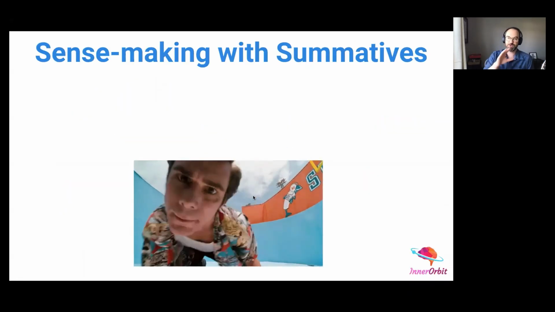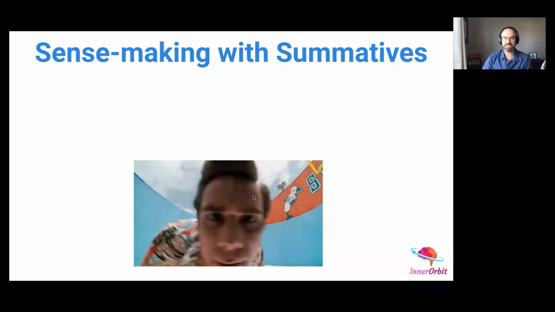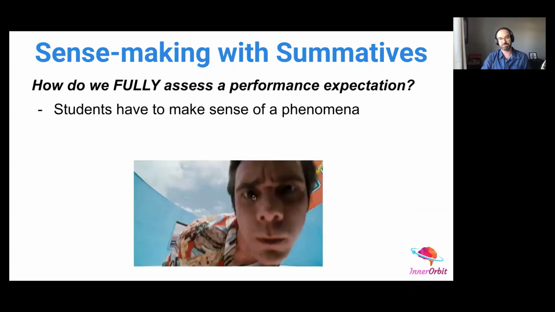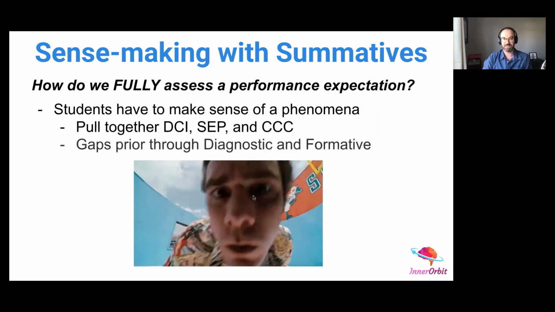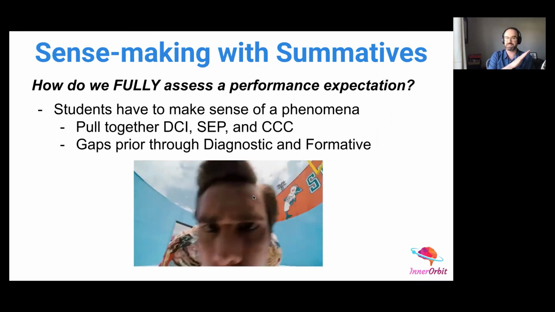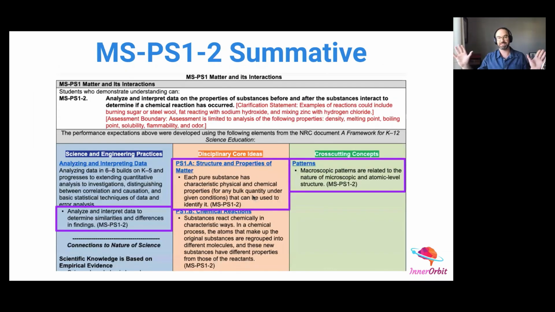Once students have gone through your diagnostics and they've gone through your formative assessments, we want to get them to really investigate what's going on and fully assess a performance expectation. They should make sense of phenomena, and they should pull together the DCI, the SEP, and the cross-cutting concept. And you should have already identified gaps and had new learning experiences to help address the gaps that you noticed. Then you get to the really, really cool stuff. This is my favorite part about the NGSS, where students actually act as scientists now, and they're making sense of things. They are doing the work that they would do as scientists.